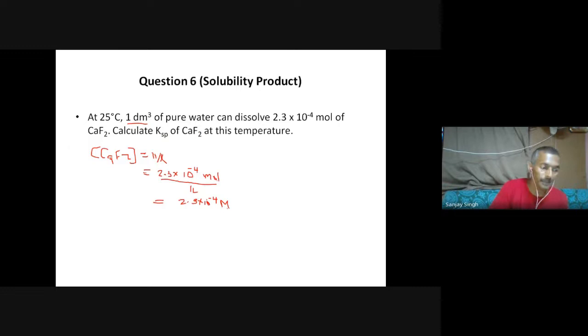Okay, then the next step is to write down the dissociation equation for the calcium fluoride. So CaF2, remember that it's a sparingly soluble salt. So that's a solid. Remember that sparingly soluble salts are the salts which dissociate to a very small percentage, so therefore the reaction is reversible. So it dissociates to give you calcium ions, Ca2+ aqueous.